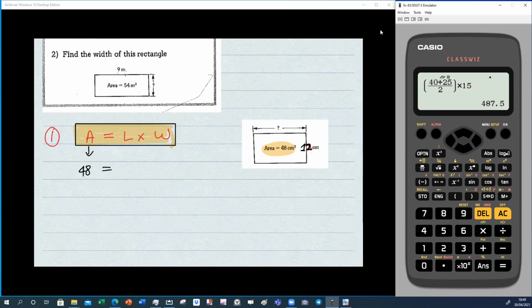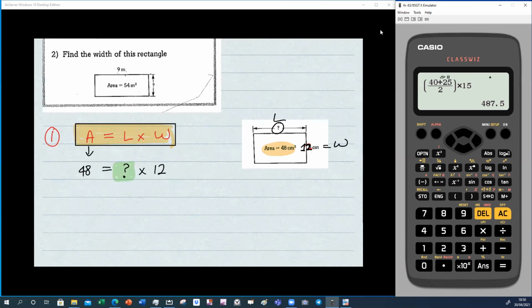48, isn't it? Yeah. And what's the length of the shape? 12. No, that's the width. Oh, you don't know yet. You put a question mark there, yeah? So it copies that style there. That's your length, and that's your width. So what's missing from the question? What do we not know? The length. We don't know the length.